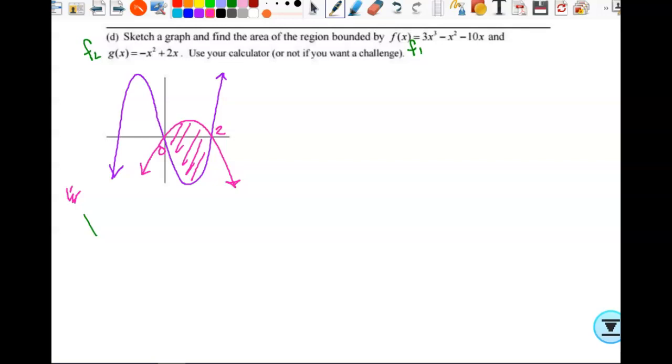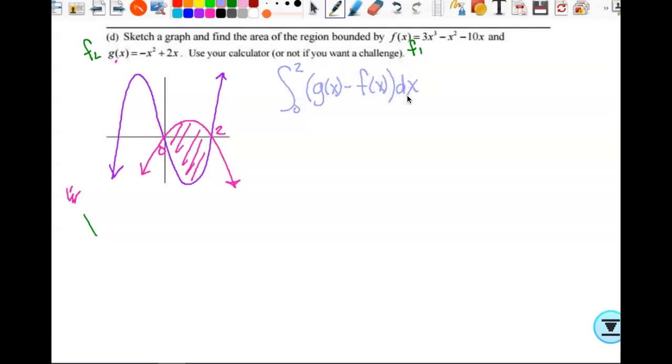So if you're not sure, in this case, we should be able to tell that my pink one is a quadratic, so it's the g of x, right? But if you can't tell on your graph, you can see which one's F1 and F2. You can go back and look at it. So we're going to integrate from 0 to 2. Which one is the top one? G of x, yes. G of x minus f of x dx.